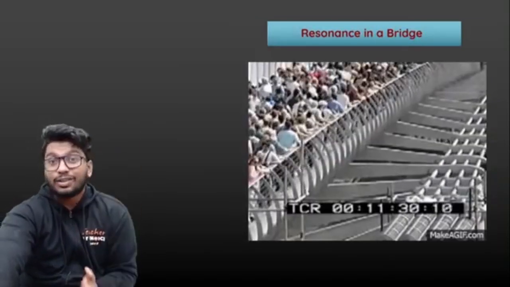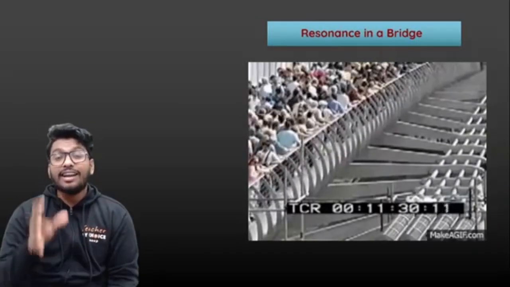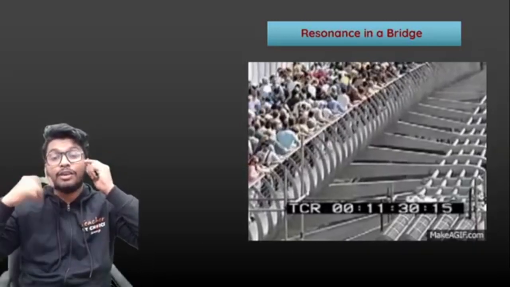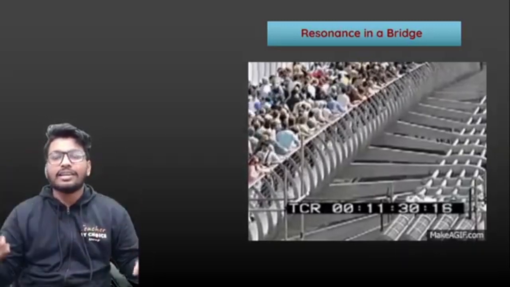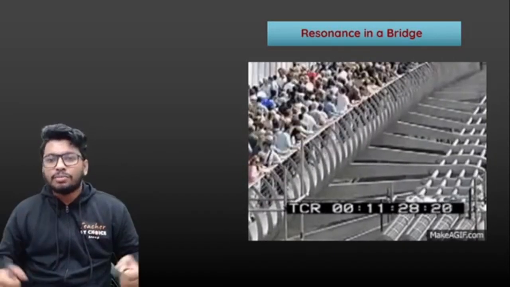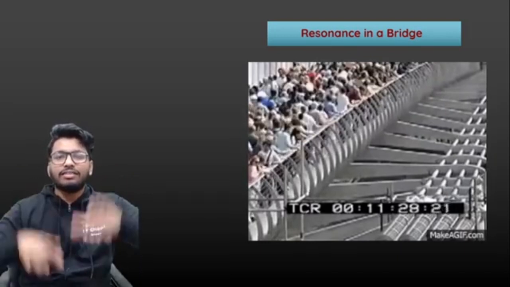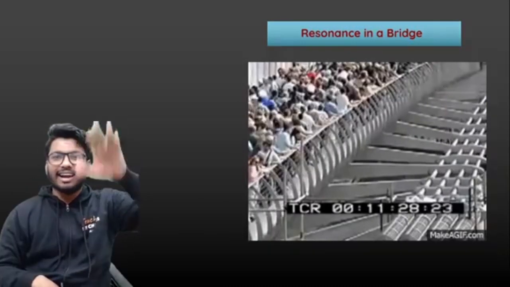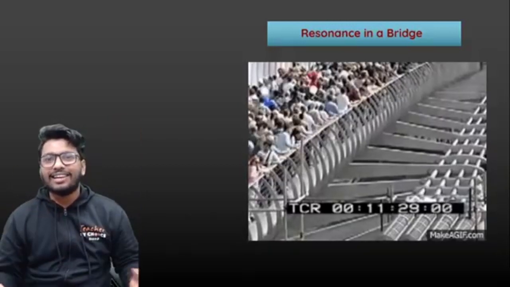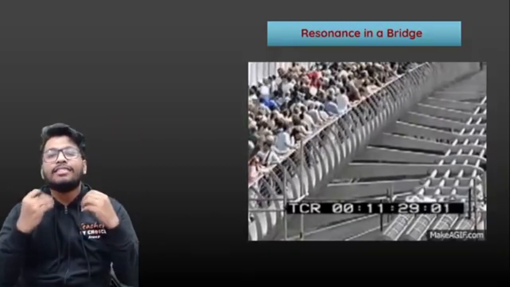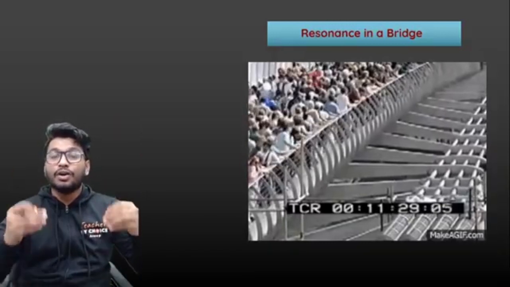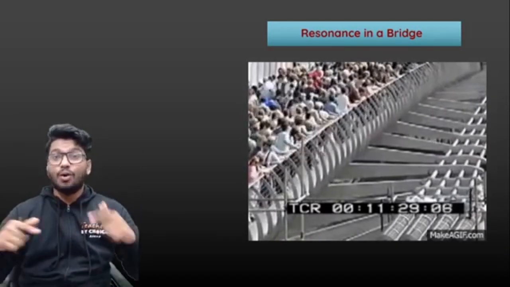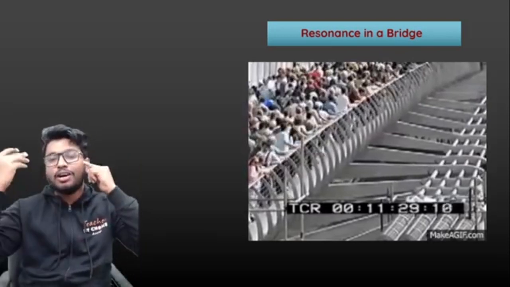In the case of bridges also, I don't know if you know this, you are not allowed to march past on bridges because of this. When you're doing march past, everyone is in sync. Everyone lifts their right leg, left, right, they go like that, right? So sometimes the frequency of that vibration could become equal to the natural frequency of the bridge, and it starts to oscillate, and that could bring the whole bridge down.